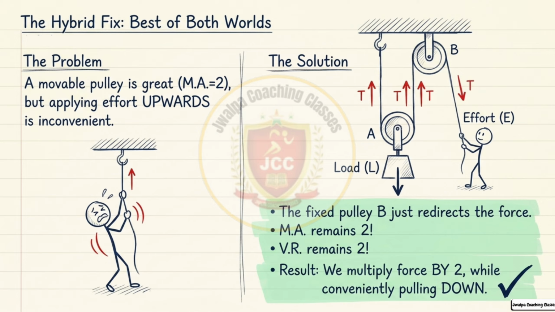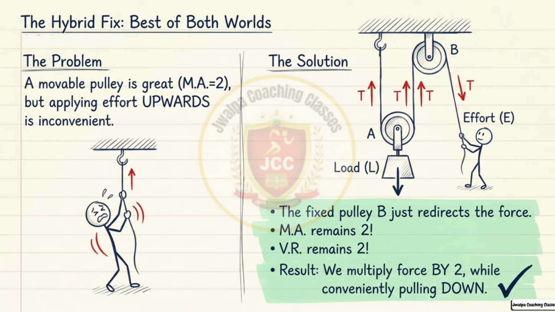We combine a movable pulley A with a fixed pulley B. The fixed pulley B just cleanly redirects the force. The MA remains 2, and the velocity ratio remains 2. As the result clearly states, we multiply our force by 2 while conveniently pulling downwards. Best of both worlds. Basically, what we have learned here is how to combine pulleys to multiply force by 2 while safely and conveniently pulling downwards.